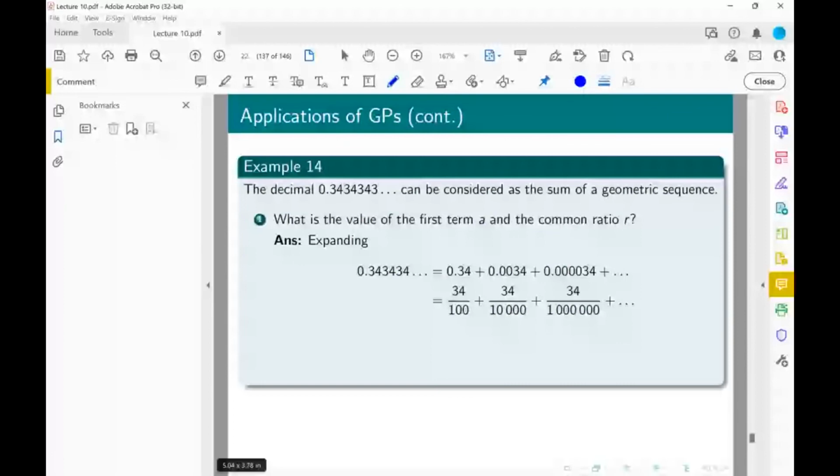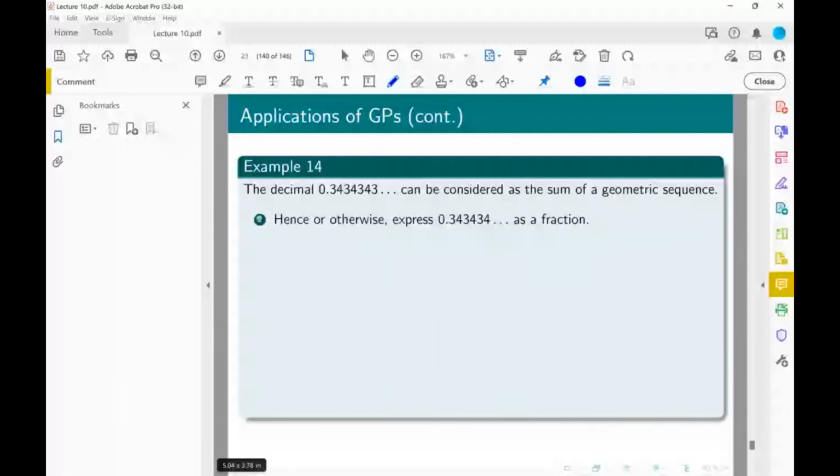So this time it jumps by a multiple of 1 over 100. We're repeating every 2 digits, which is where the 100 comes from. So in this case, that's our a and our r. First term 34 over 100. Sorry, r is 1 over 100, and a is 34 over 100.